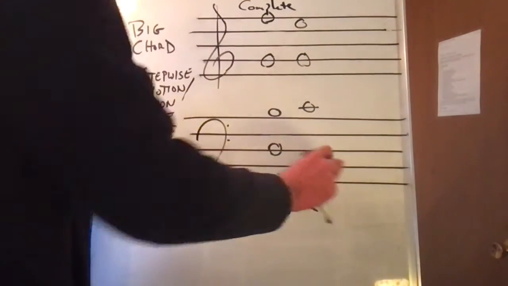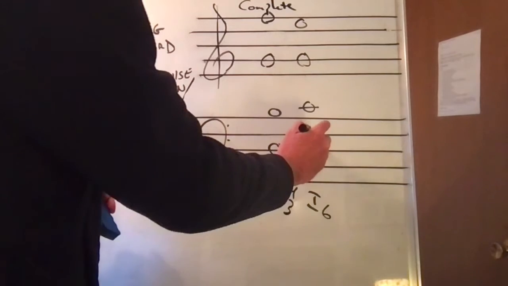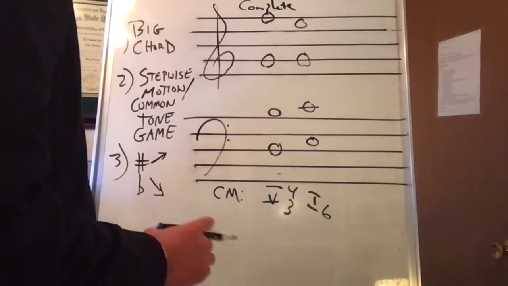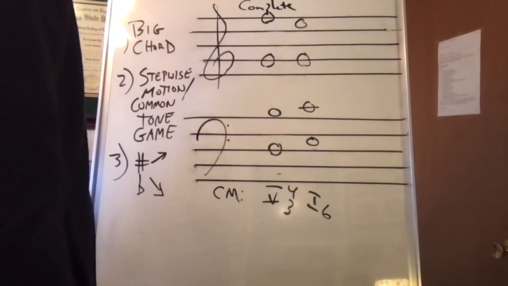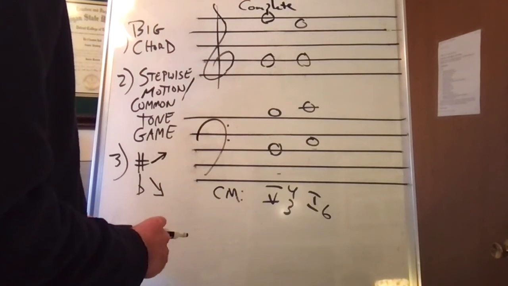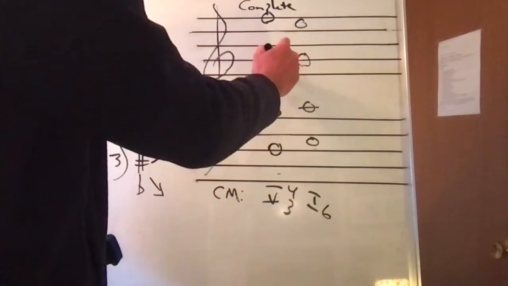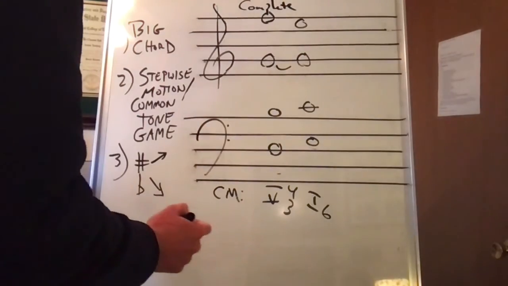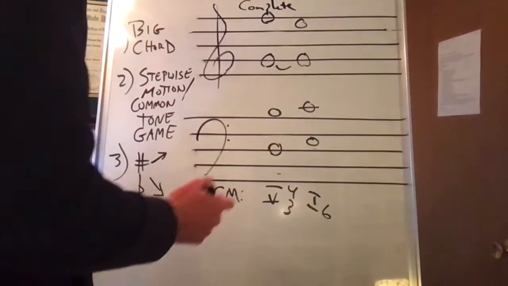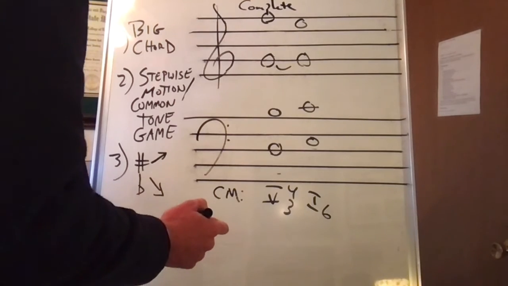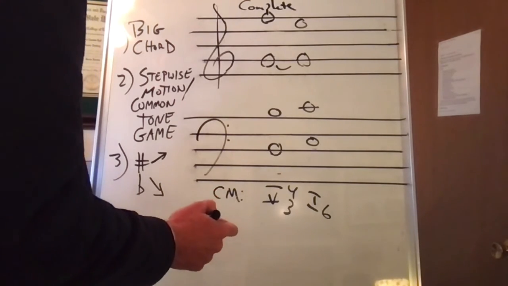Now the 5-4-3 can also go to a 1-6. So I'm going to do that. And that's all you'd have to do. Just make that change. Keep that common tone here. The chordal seventh still goes down. Leading tone goes up. That's a nice stepwise solution.